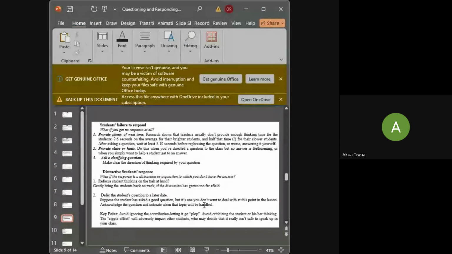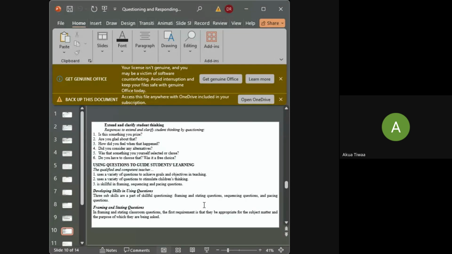So we are saying that extend and then clarify students' thinking. Extend and clarify students' thinking. So responses to extend and clarify student thinking by questioning. Is this something you prize?